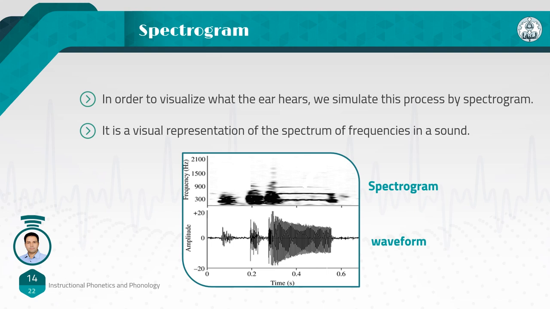in the waveform, but in the spectrogram we have a kind of three-dimensional graph. It shows time on the horizontal axis, frequency on the vertical axis, and amplitude in gray shading. Here the parts in gray represent the amplitude of the sound. But if you pay attention to the waveform, the amplitude is the vertical axis. In the spectrogram, the amplitude is the gray shading and the frequency is the vertical axis. In fact, we turn the waveform and put it inside the spectrogram in a three-dimensional graph.